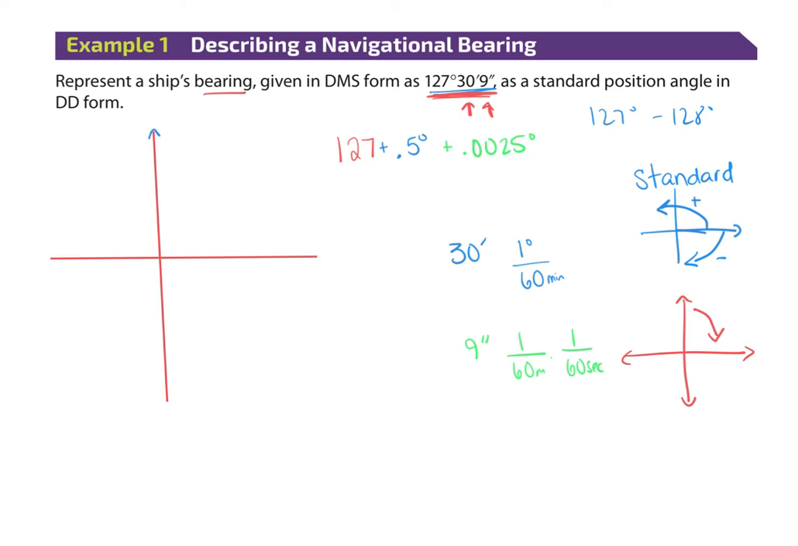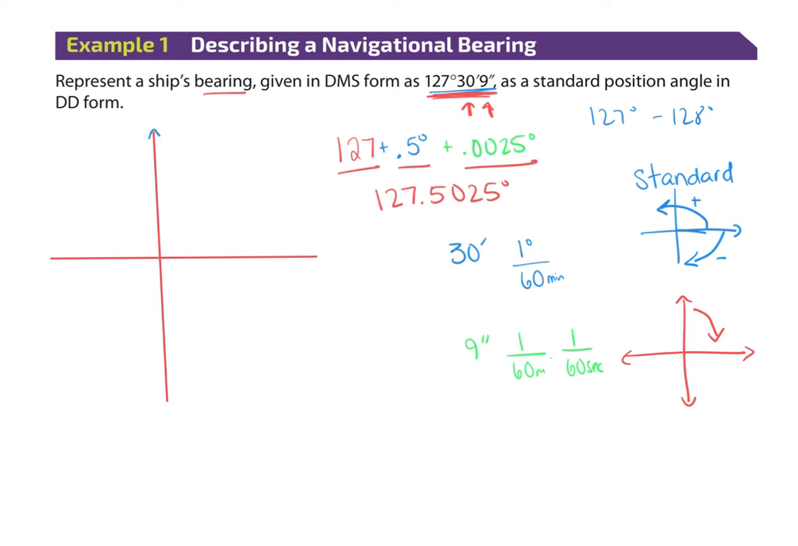All right. And so if I'm going to convert, I am going to add all those up. All right. So I'm going to say 127 plus 0.5 plus 0.0025, and I'm going to get 127.5025 degrees, which is a crazy degrees. All right.